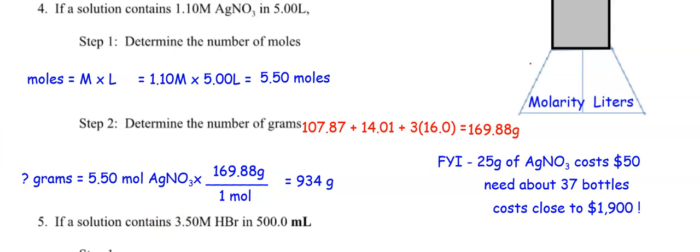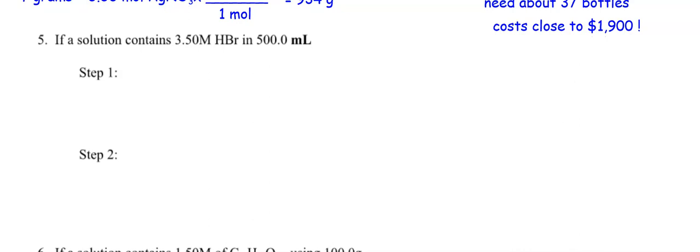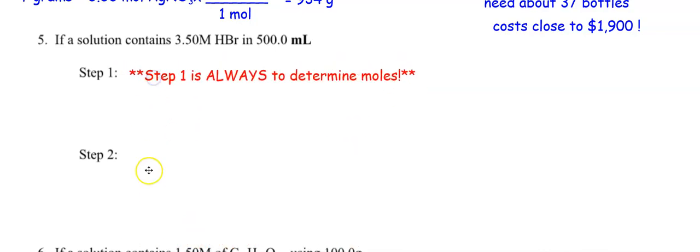All right, back to chemistry again. So if a solution contains 3.5 molar of hydrobromic acid and 500 mL, step 1. I didn't tell you what step 1 was, but guess what? You know what step 1 always is? Always to determine the number of moles, okay?